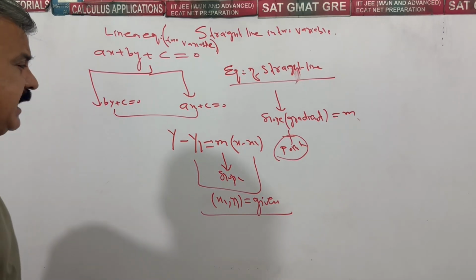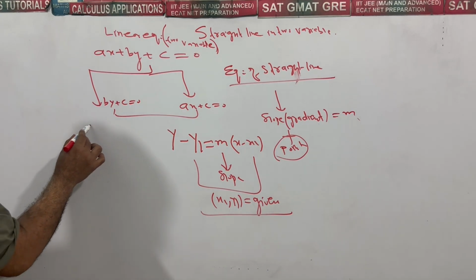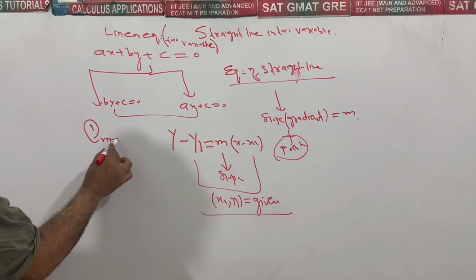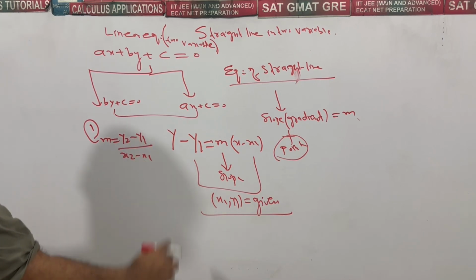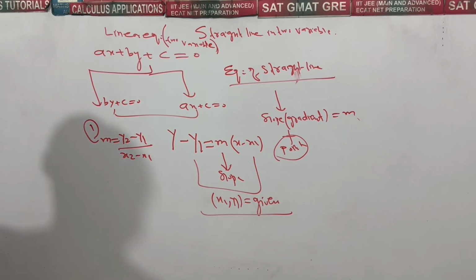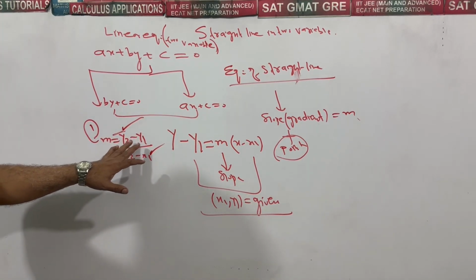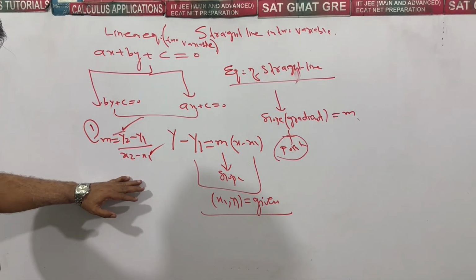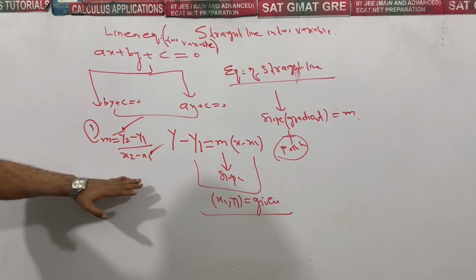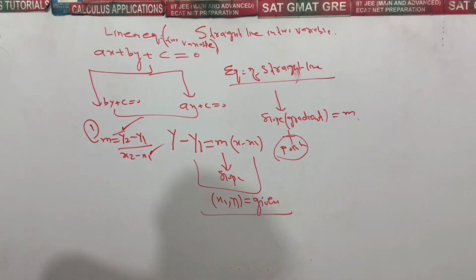To find slope, we have several possibilities. Number one, when we are given two or more points, that's the formula for slope: y2 minus y1 over x2 minus x1. In words, it is known as rise over run, or difference of ordinate divided by difference of abscissa. Y is known as the ordinate while x is known as the abscissa.